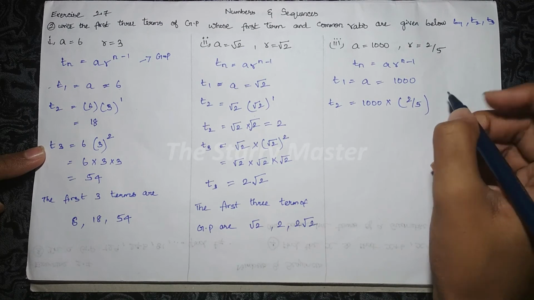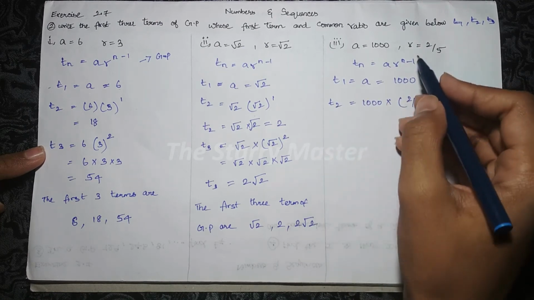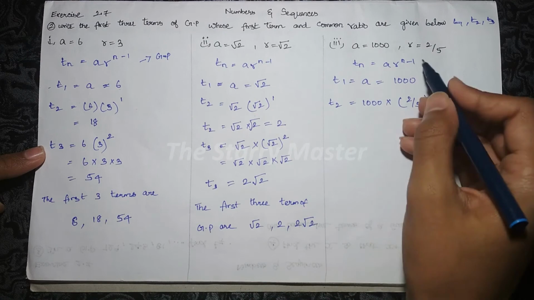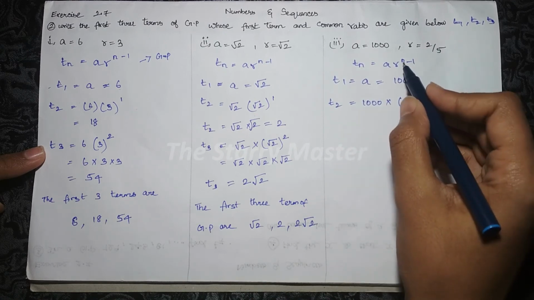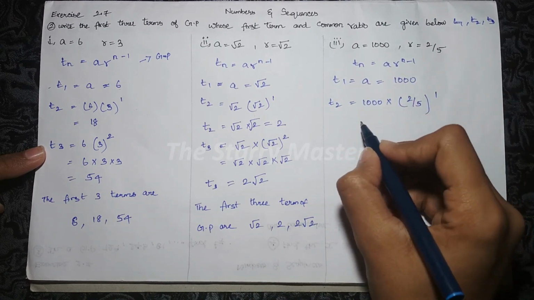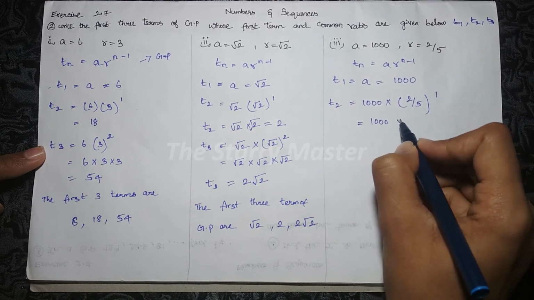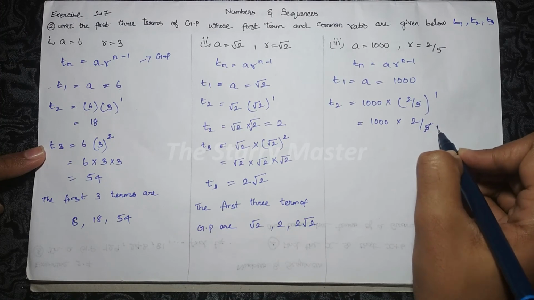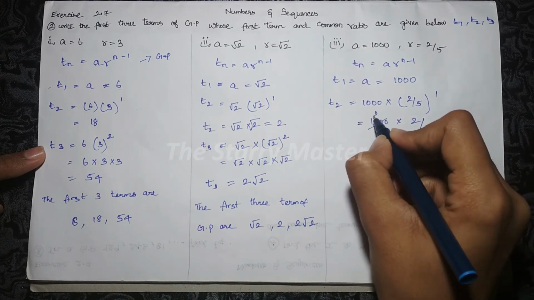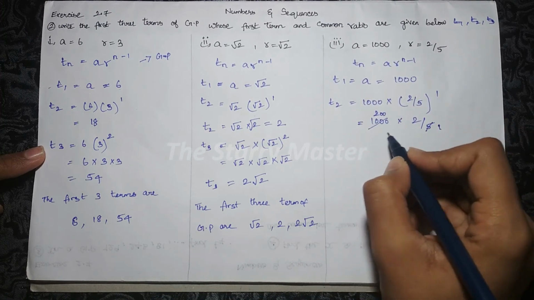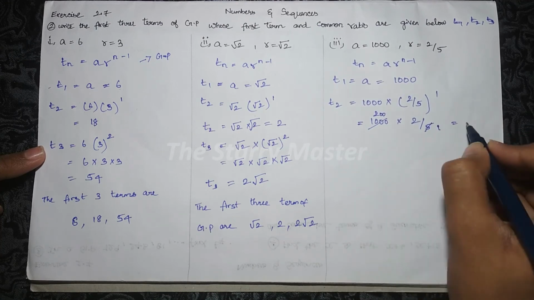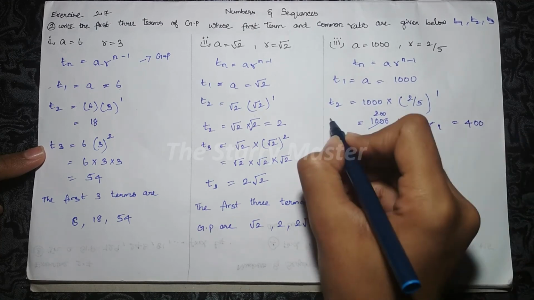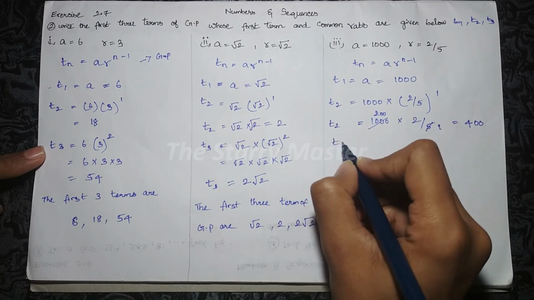Then the n value is 2. 2 minus 1 is 1. So we will write 1000 into 2 by 5. 5 times 200 is 1000. So 200 into 2 we get 400. That is T2.